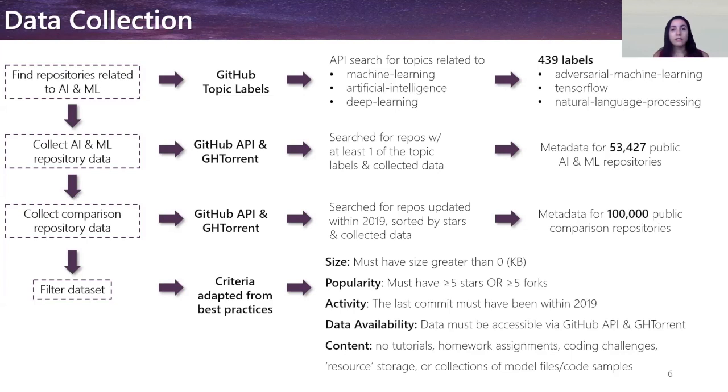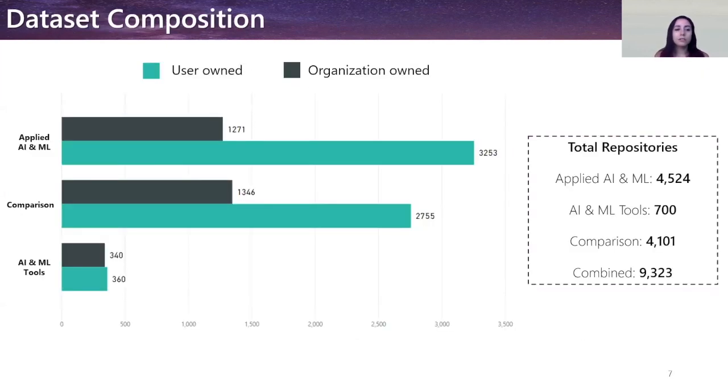So once all of this was complete, we had our final data set. The figure on the left shows the breakdown by repository type and account type. You'll see that users own more repositories in every category. In total, we had 9,323 repositories.